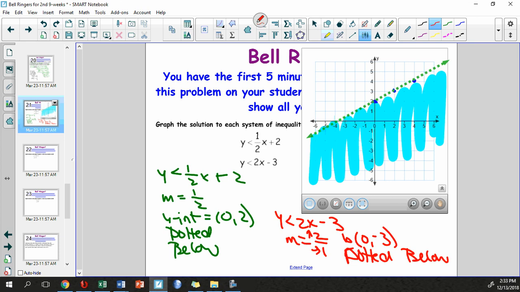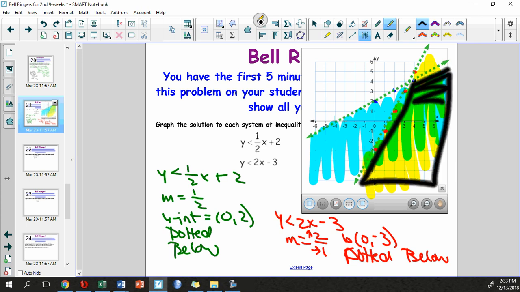So I'm going to go ahead and graph (0, -3). I'm going to go up 2 to the right 1, up 2 to the right 1, and keep going. I'm going to connect that with a dotted line. And I'm going to shade that below it as well. So therefore, the place that I'm going to actually intersect is going to be this region right here. Okay?